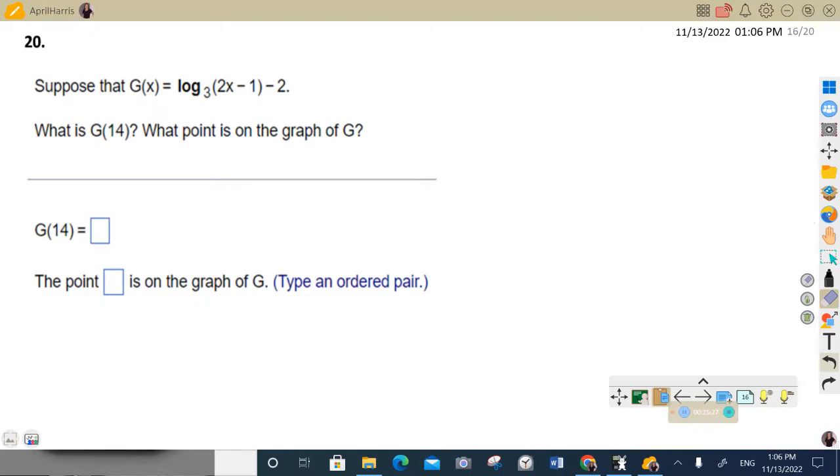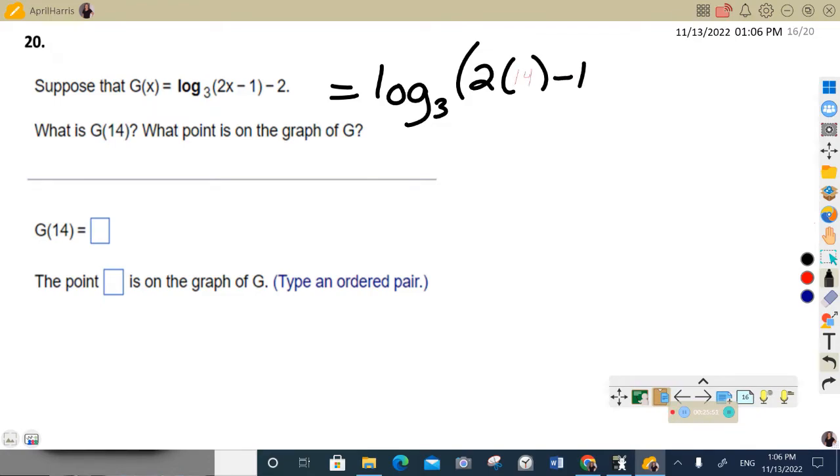Okay, number 20. Suppose that g of x equals log base 3 of 2x minus 1, minus 2. What is g of 14? It's a fairly easy question. Everywhere there's x, I'm going to put 14. So I have log base 3 of 2 times 14, minus 1, minus 2.